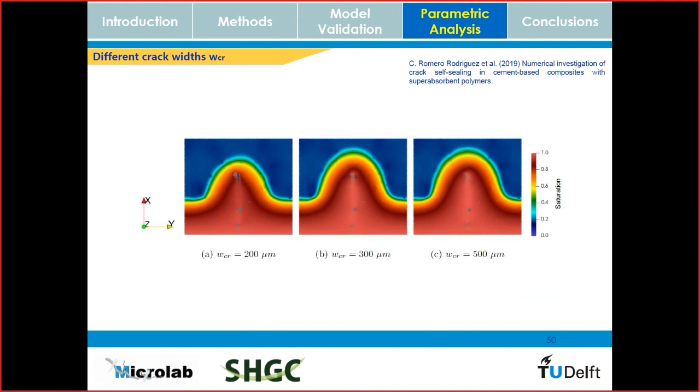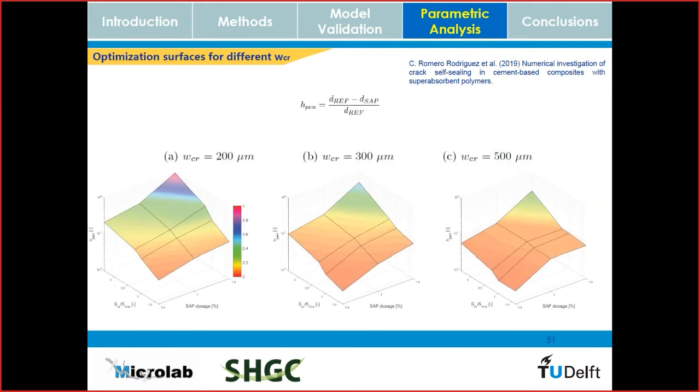The last parameter that we analyzed was the crack width. Before we had a crack width of 200 micrometers, and you can see that, maintaining of course the same ratio of absorption in the crack versus absorption in the matrix, and the same dosage of superabsorbent polymers, while we increased the crack width, we obtained a decreased functionality of the self-sealing system. But it's also good to have this in mind when you are designing such a system. And we can draw such optimization surfaces for each of the crack widths that can help us choose which is the trade-off that we are willing to make to obtain a certain functionality.